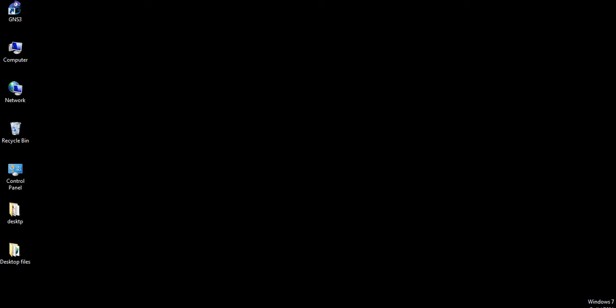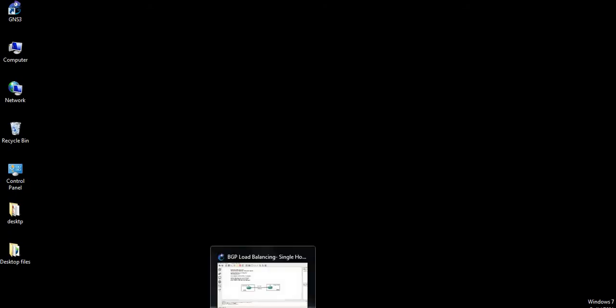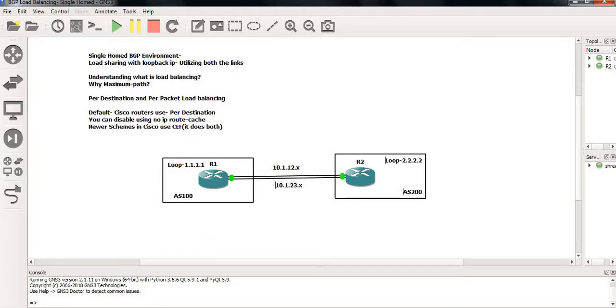Welcome back to another session of BGP wherein we are going to discuss BGP load balancing with a loopback IP address, and we will understand what is load balancing. Today we have got this topology wherein we are going to discuss how we are going to load balance the traffic from autonomous system 100 to autonomous system 200, and we are going to configure that using loopback IP address.